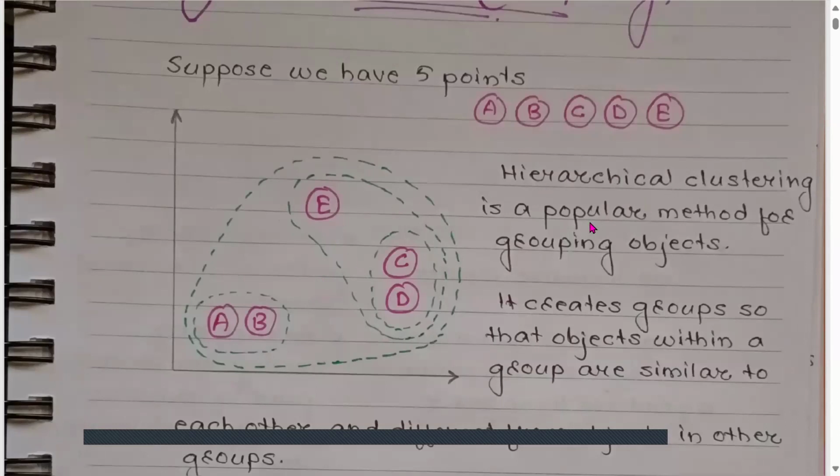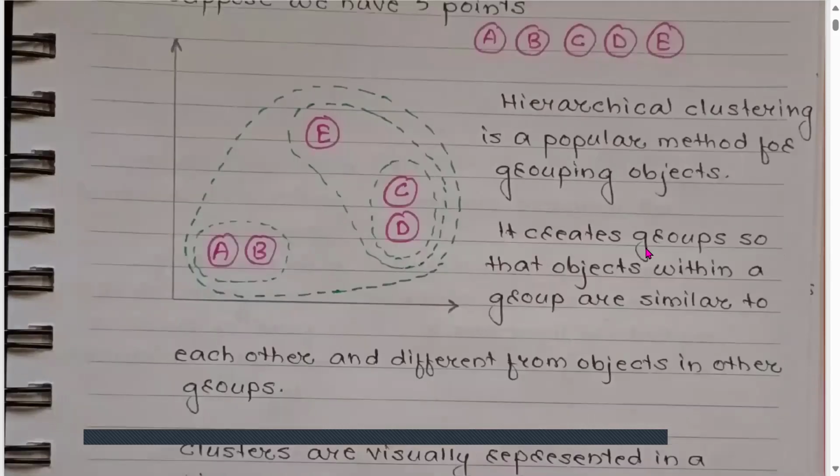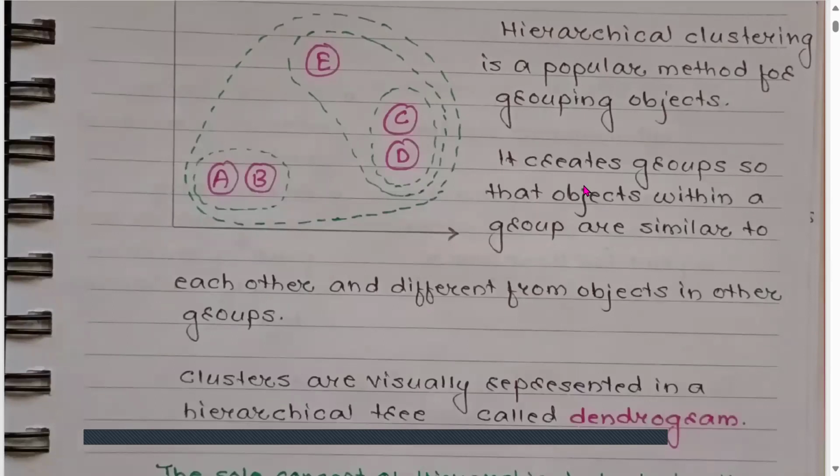Hierarchical clustering is a popular method for grouping objects. It creates groups so that objects within a group are similar to each other and different from objects in other groups.